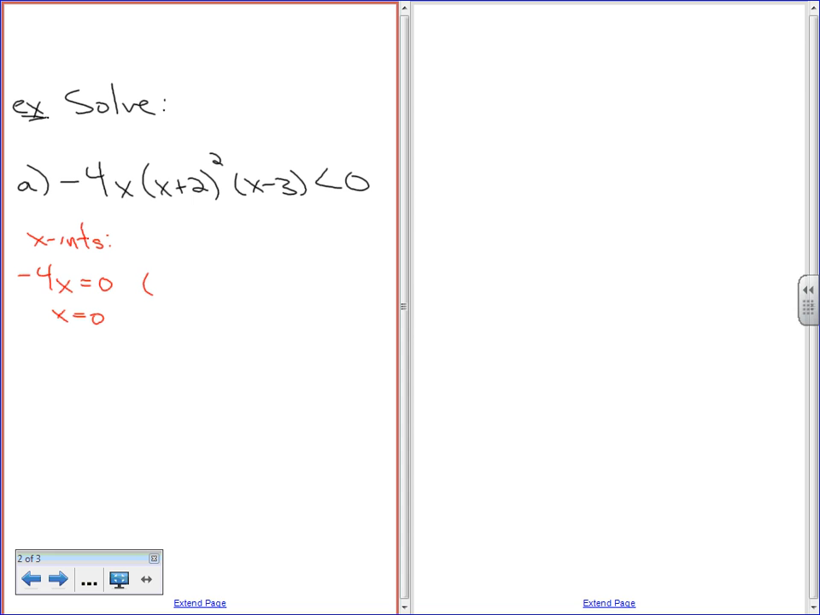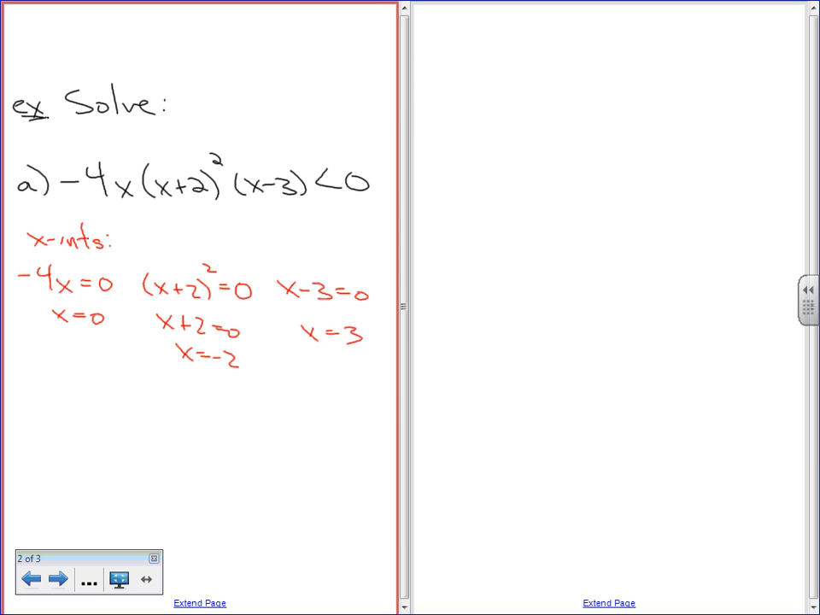My next factor is (x + 2) quantity squared. Take the square root of both sides. The square root of 0 is 0, so I end up with x + 2 = 0. So my second x-intercept is negative 2. And then my last factor is x - 3 = 0. Solving, I get x is equal to 3.